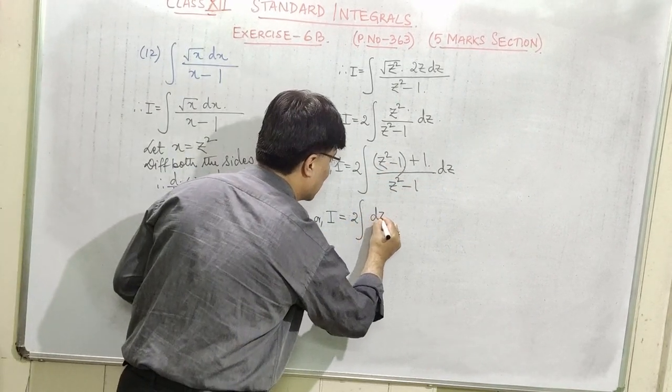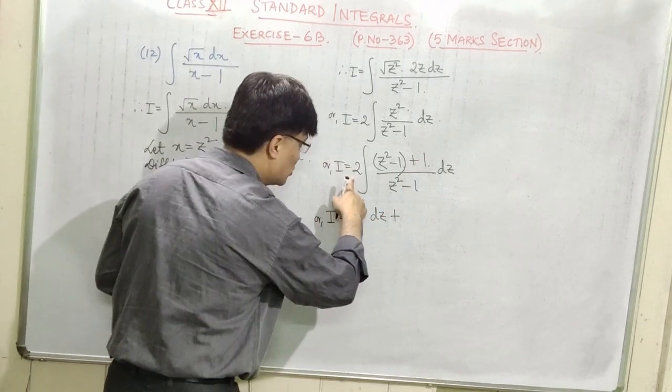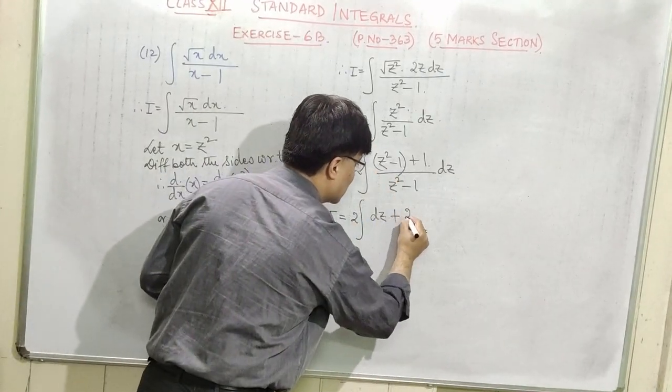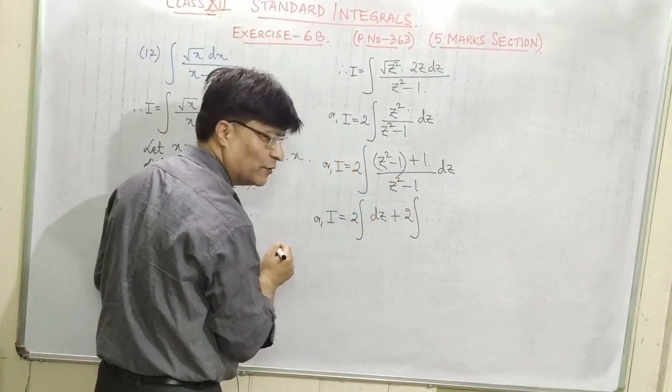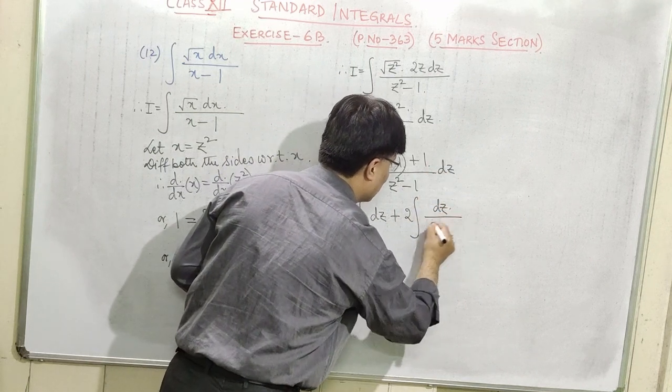You will get only dz. Then plus sign is there. Okay? Now 2 is multiplied by 1, that is 2 ones are 2. So 2 is constant, it is taken outside. Integration of 1 into dz is dz divided by what?